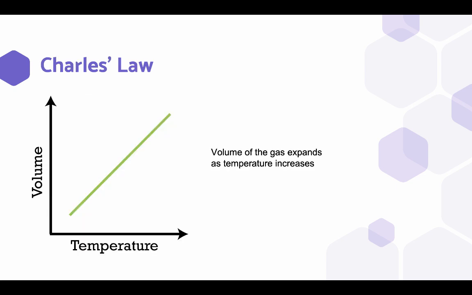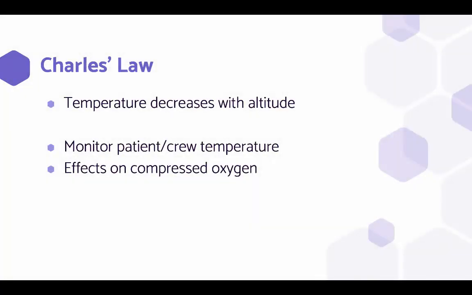The next gas law we have to be aware of is Charles's law, and that states that the volume of gas is going to expand as the temperature increases. So, volume of gas expands as the temperature goes up. With Charles's law, remember as we go up in altitude, the temperature is going to actually decrease. So it's going to have some effects on our compressed oxygen and other gases that we carry on board. Maybe you've got some nitrous oxide. Maybe you've got some heliox, and we have to monitor our patient and our crew. Just be mindful of our temperature and watching for hypothermia.